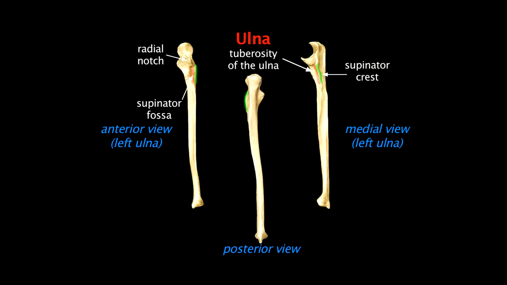At the distal end, we only have two structures that we want to point out. The head of the ulna here, and again another conical styloid process off its medial edge, as opposed to the styloid process of the radius that comes off its lateral edge.